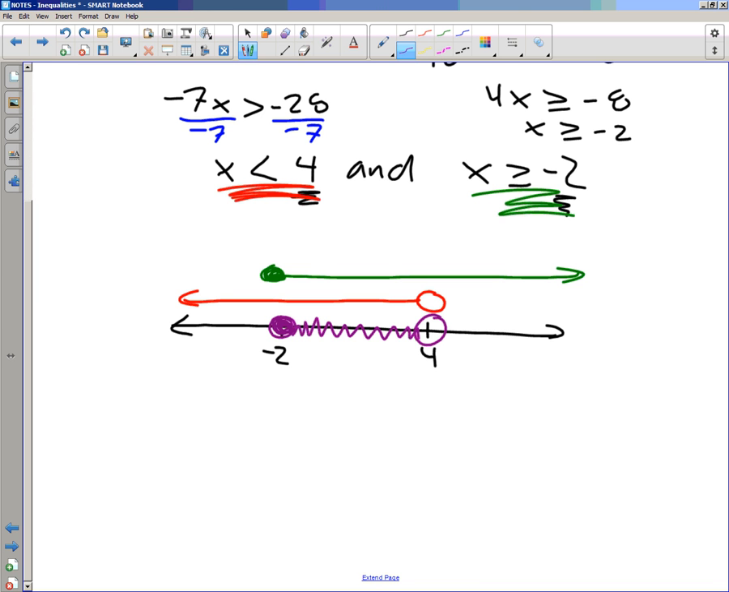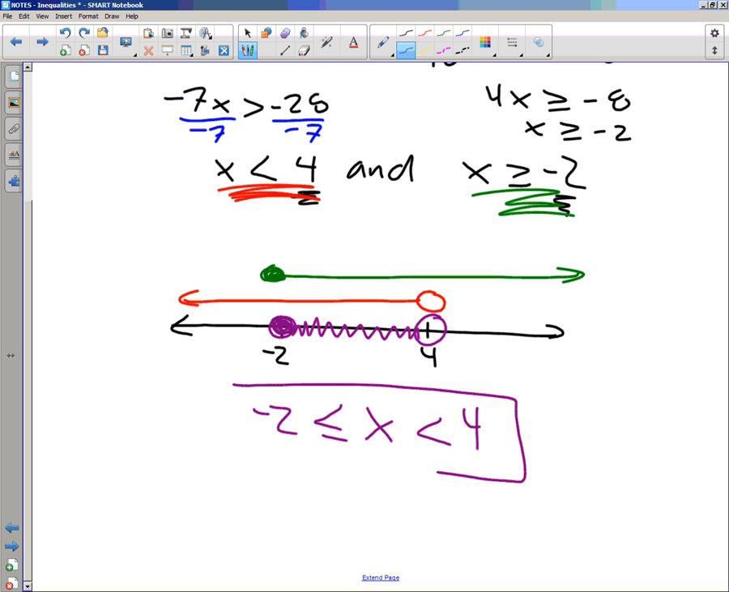Here's how we're going to write our answer, okay? x can fall anywhere between negative 2 and 4, right? We're going to write this as a compound inequality. x has to be bigger than or equal to negative 2. Remember, the alligator always eats the bigger one. Remember that? From way back when. And x has to be less than 4.